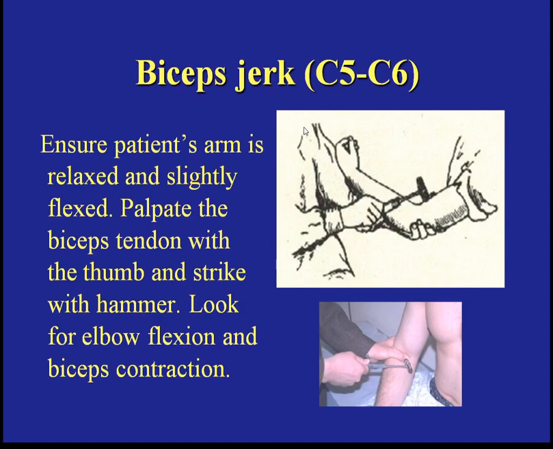Biceps jerk. Ensure the patient's arm is relaxed and slightly flexed. Palpate the biceps tendon with the thumb and strike with the hammer. Look for elbow flexion and biceps contraction, like in the picture. The spinal arc of this reflex is C5-C6 levels, spinal levels and roots. You are to know levels of all physiological reflexes. This is part of our topic, the diagnostic process in neurology.